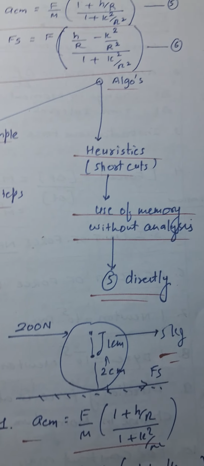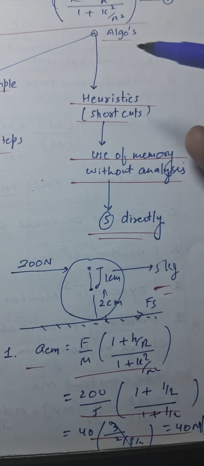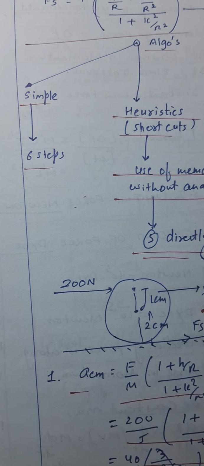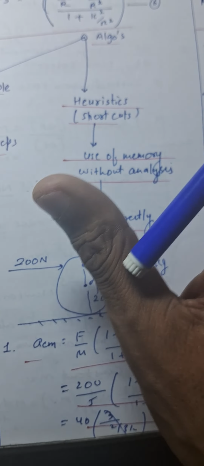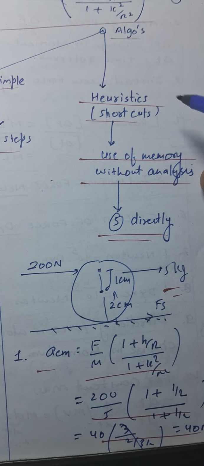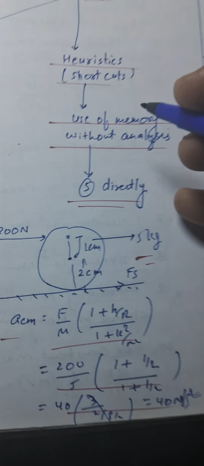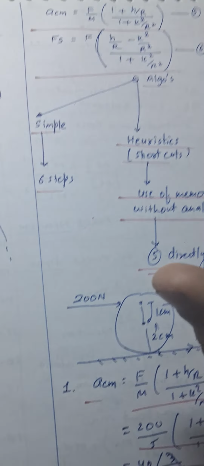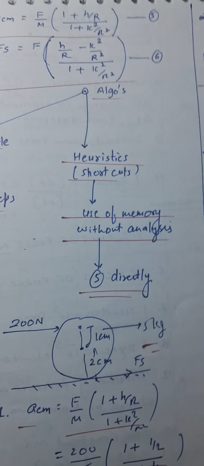Now there are two different algorithms. One algorithm is simple, which involves 6 steps. Normally students proceed stepwise, they solve, they calculate, and ultimately they come to the final conclusion, the result of all these manipulations. Another algorithm is heuristic based, or shortcut based, and heuristic means use of memory without analysis. With a heuristic you just focus on the output-giving information, on the specific part of the information.